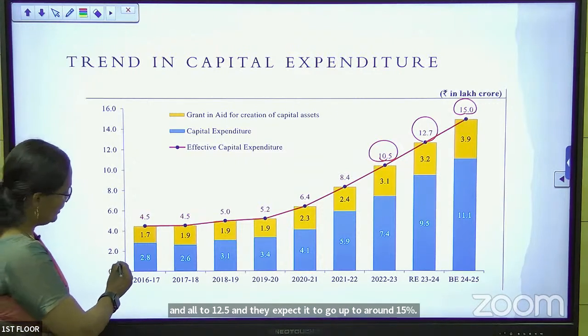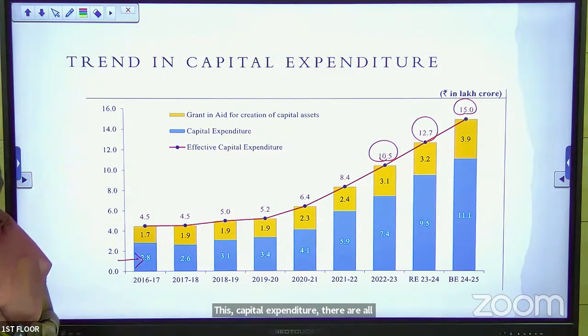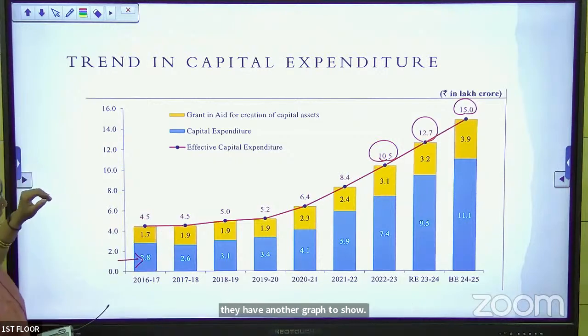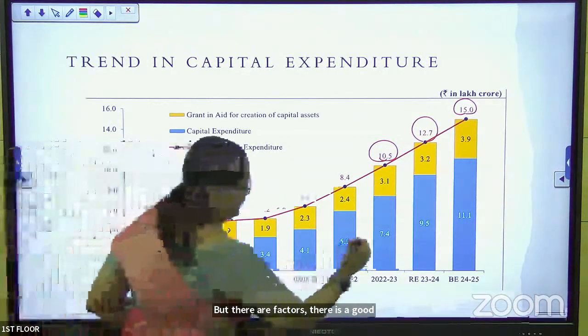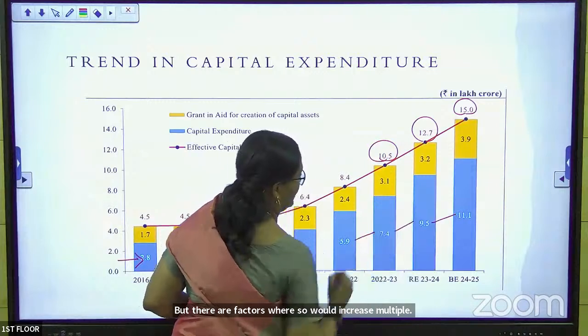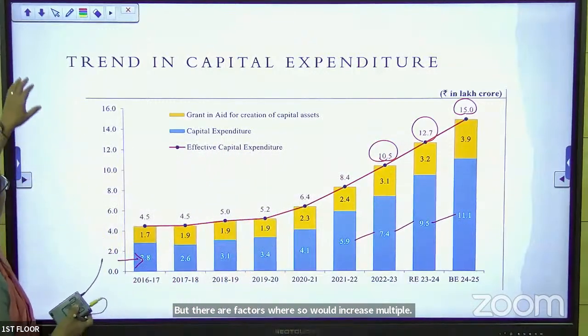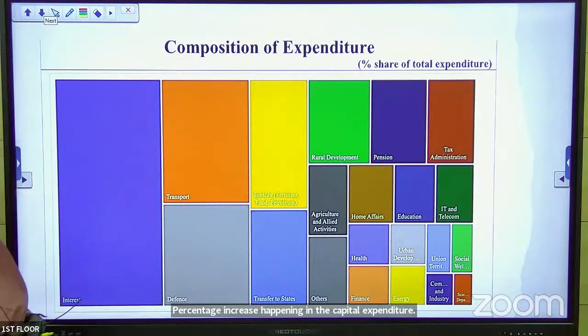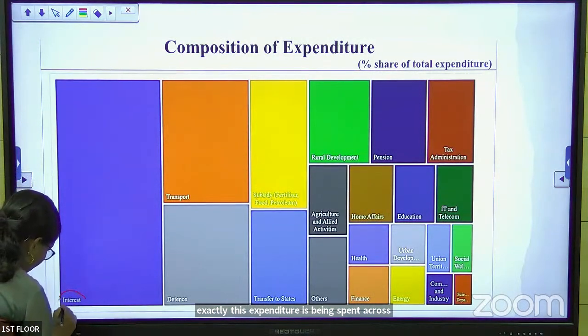This capital expenditure, where are all the departments and which are all the schemes that they have spent? They have another graph to show. But the fact is there is a good increase, multiple percentage increase happening in the capital expenditure. This is that particular diagram which shows where exactly this expenditure is being spent across different departments. The first, what is the biggest one?